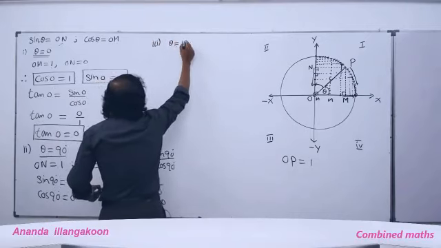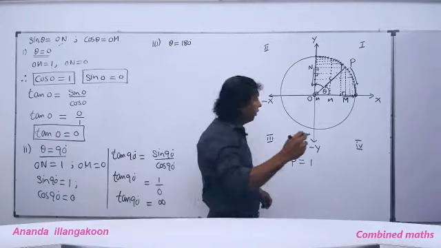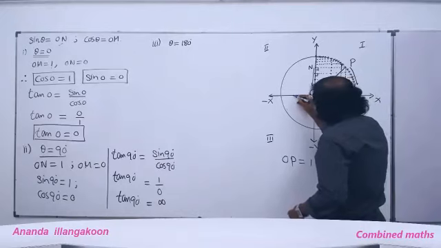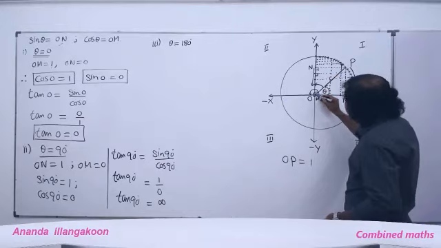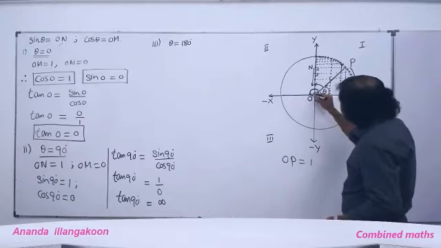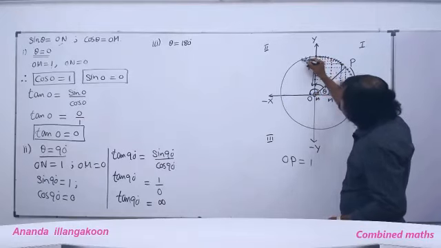Theta 180 degrees. For this theta to be 180, this OP should come onto this negative x-axis. Then only this angle will be 180. Then P should be coming along the circle like this.